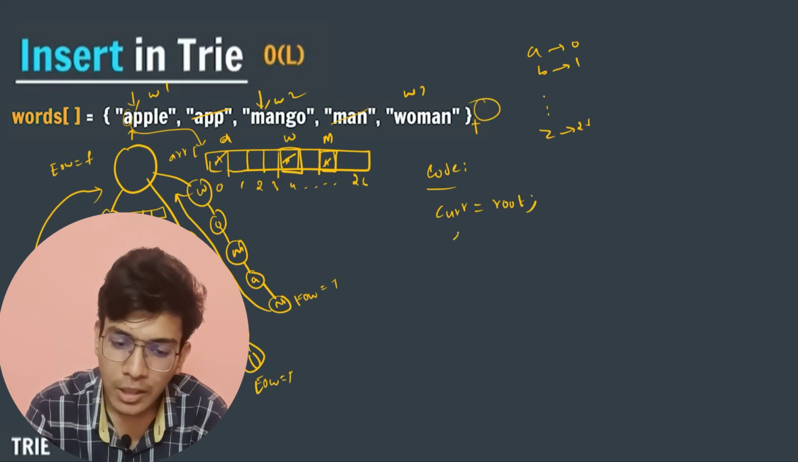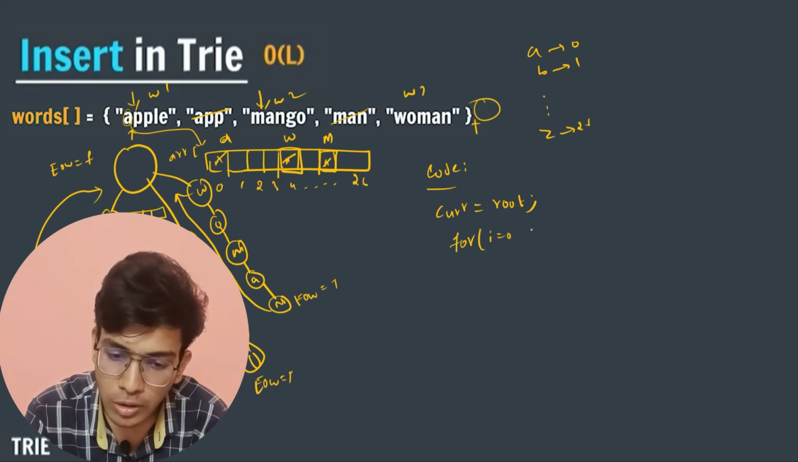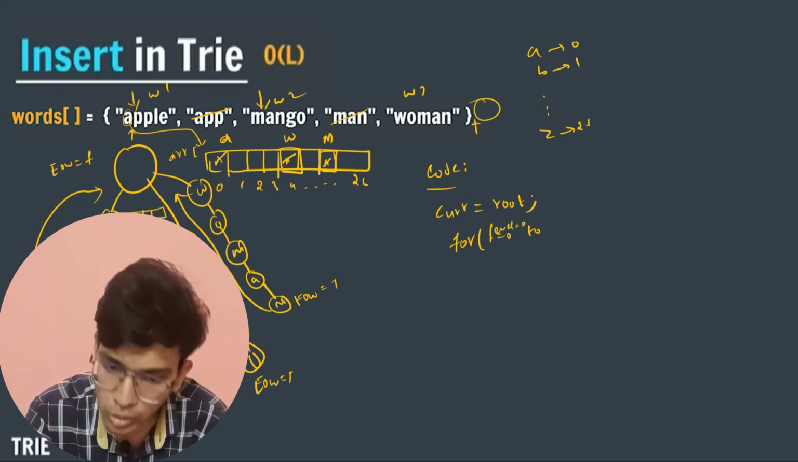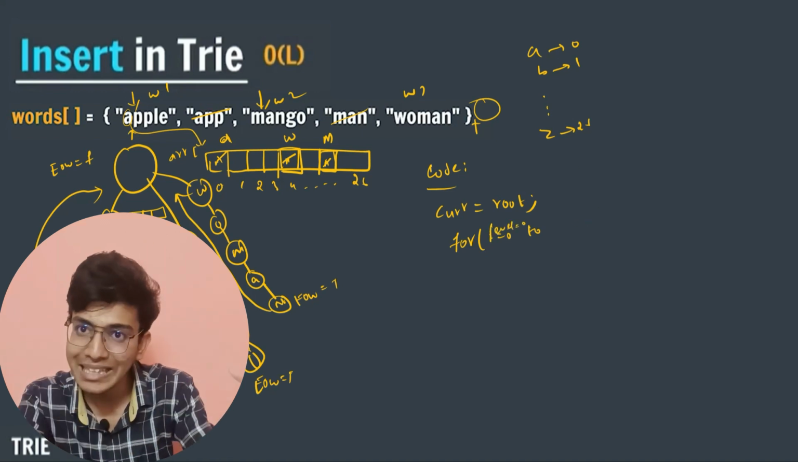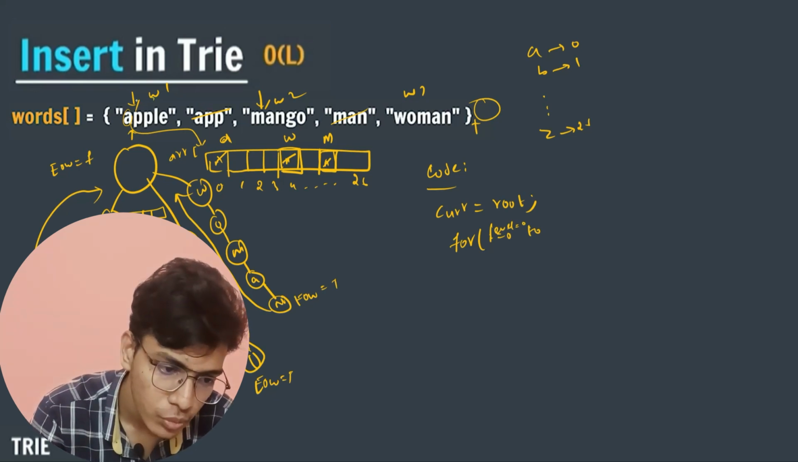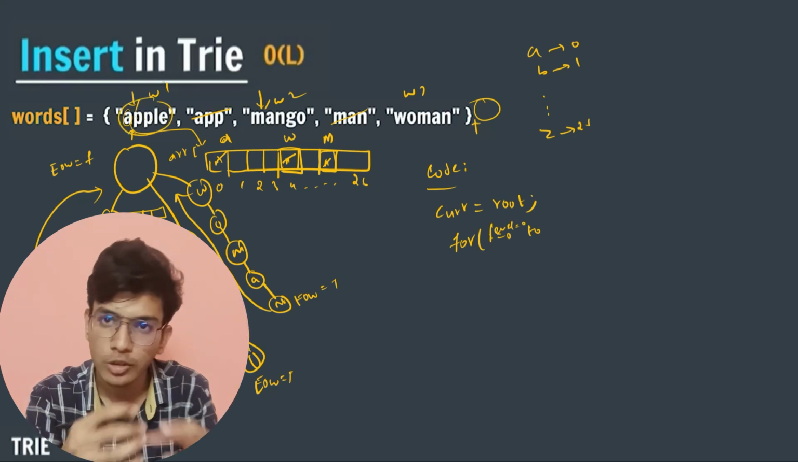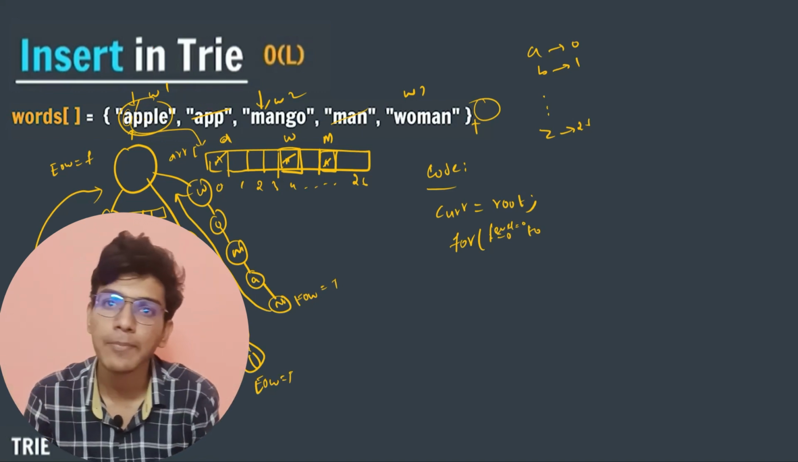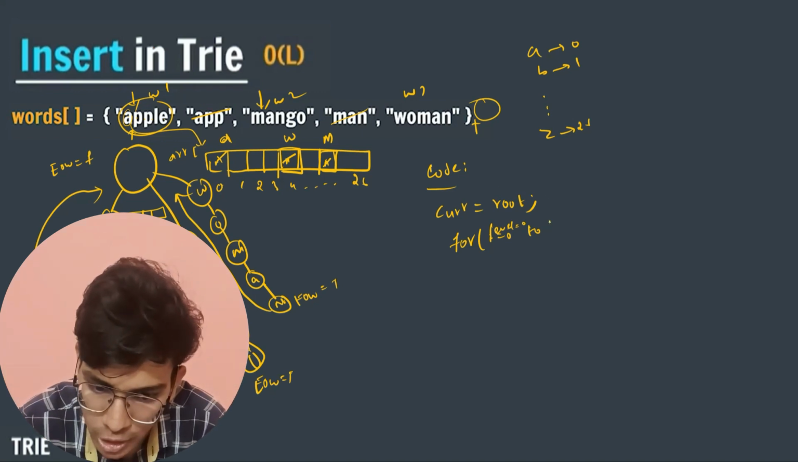And after that, I will run a loop for int level equals 0 to my word length. Here you can see that the word length is 1, 2, 3, 4, 5. So I will go through the word length, and until I get to the end of the word, I will keep on running this loop. So my level should be less than word dot length.